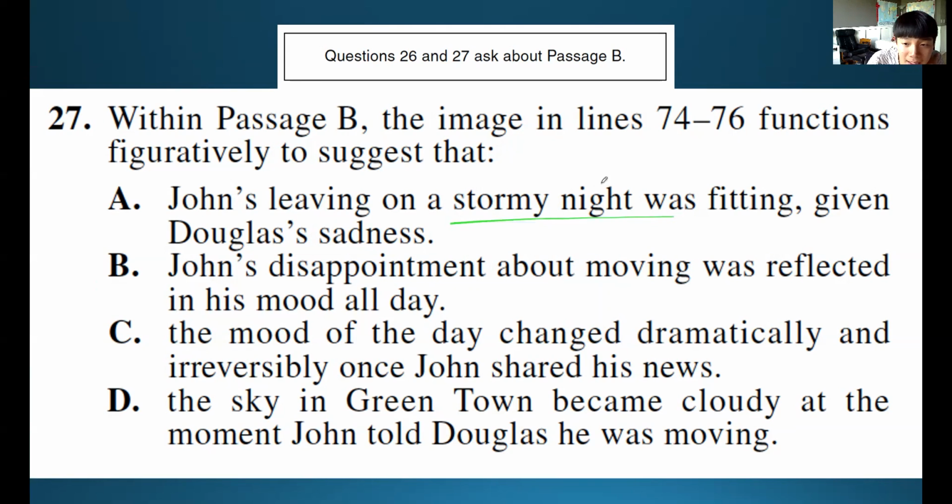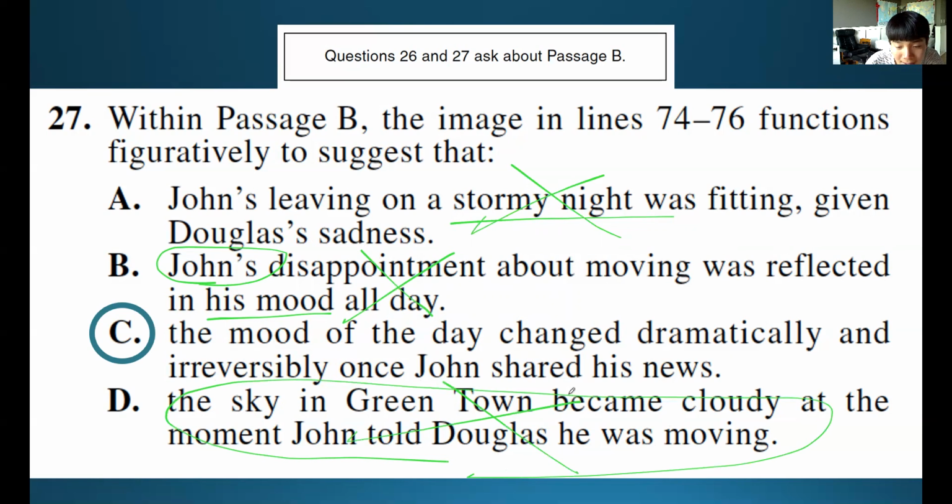So John's leaving on a stormy night? No, it's not literally a stormy night. John's disappointment about moving was reflected in his mood. Was John disappointed with moving, or was the narrator sad about John moving? That's not right. The mood of the day changed dramatically and irreversibly once John shared his news. That is the correct answer. D says the sky in Greentown became cloudy at the moment John told Douglas he was moving. This is taking every word literally. Is this right? No, of course not. The sky literally became cloudy at the literal moment that John told Douglas he was moving. That's ridiculous, right? It's C.